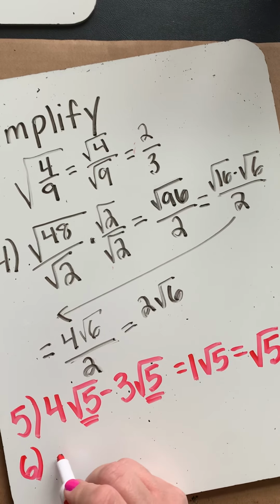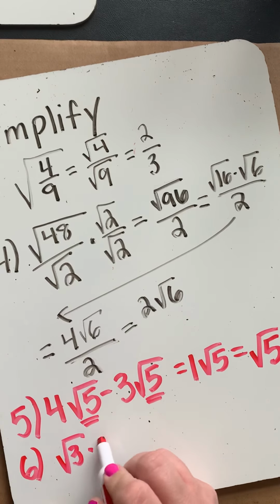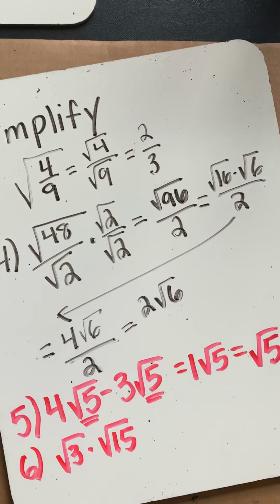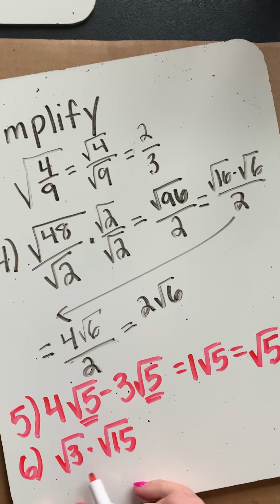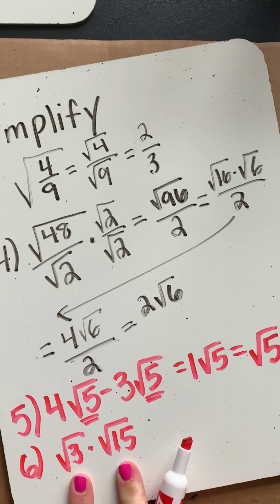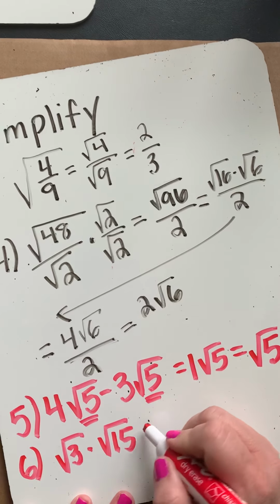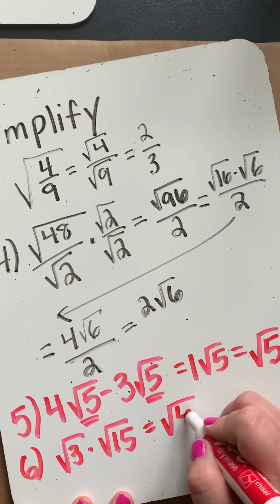Okay, same thing here, except now we have multiplication. This is going back to this product rule that I talked about at the beginning. You can multiply these two numbers together because neither of these can be simplified. There's no perfect square that goes into 3 or 15 other than 1. So we can multiply those two together. We get rad 45.